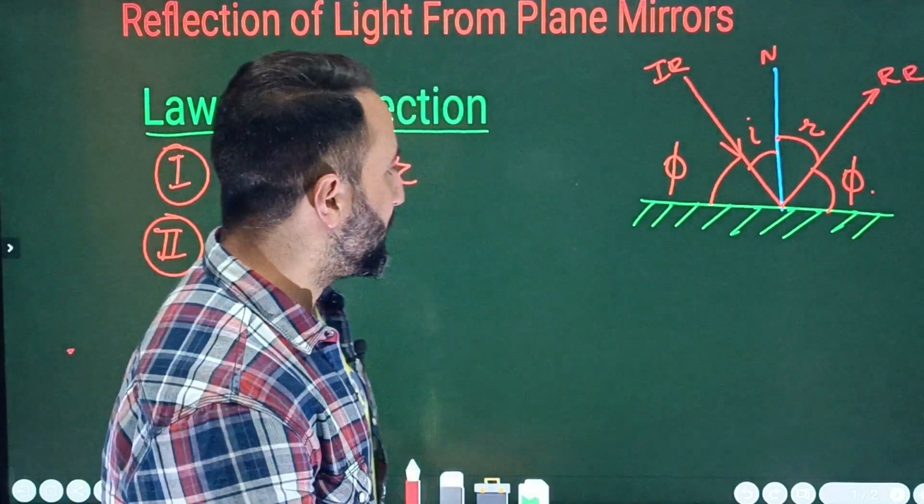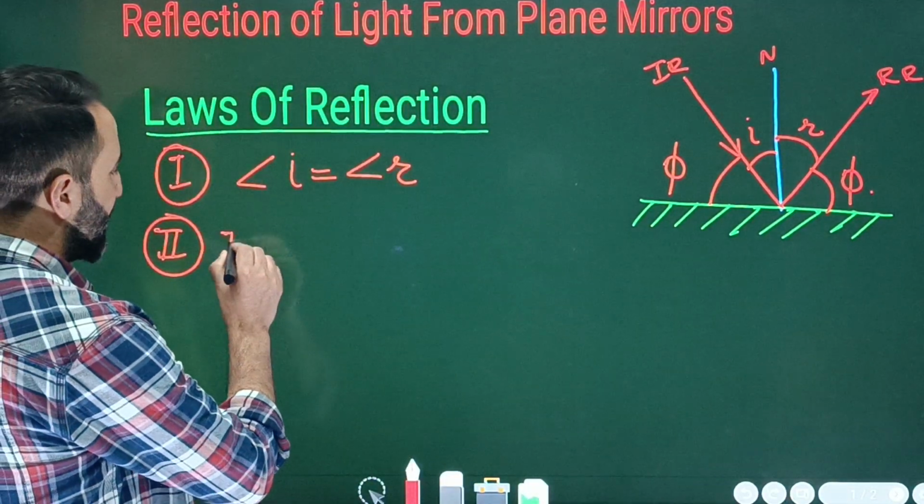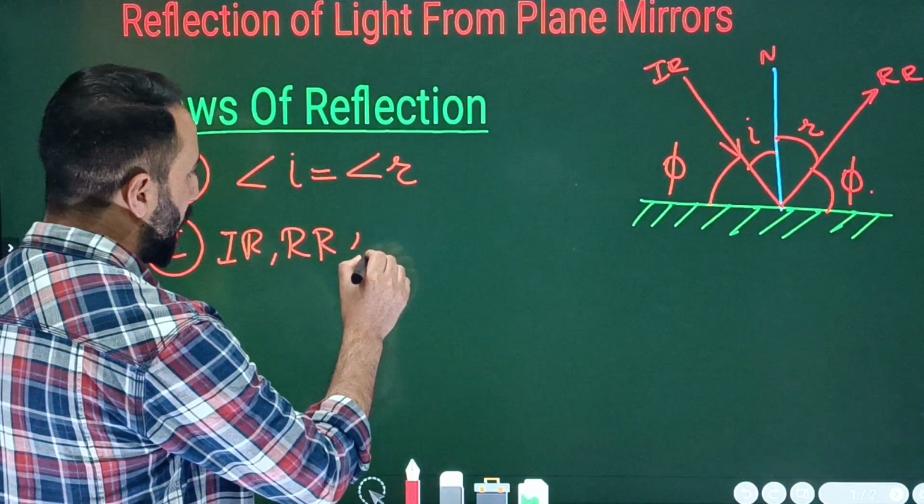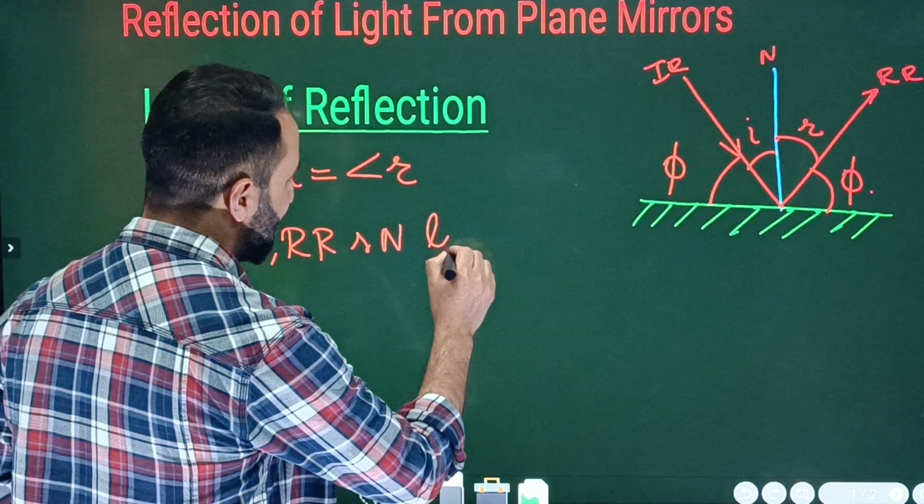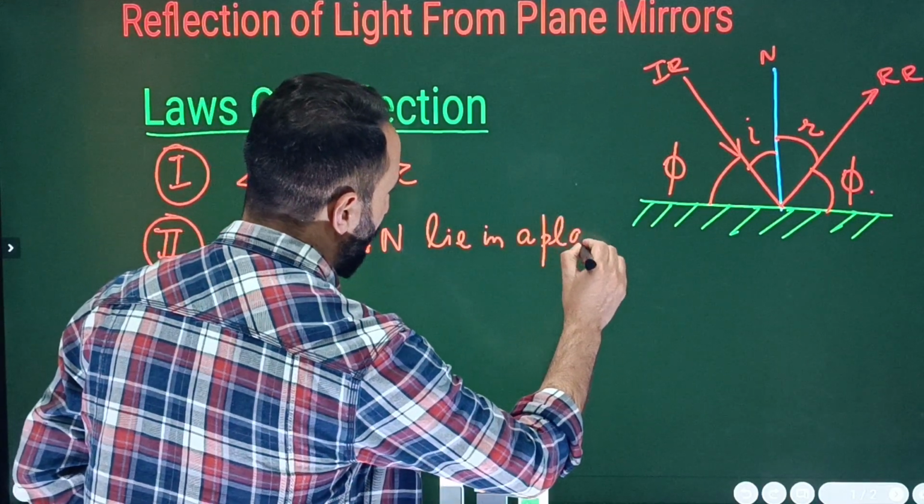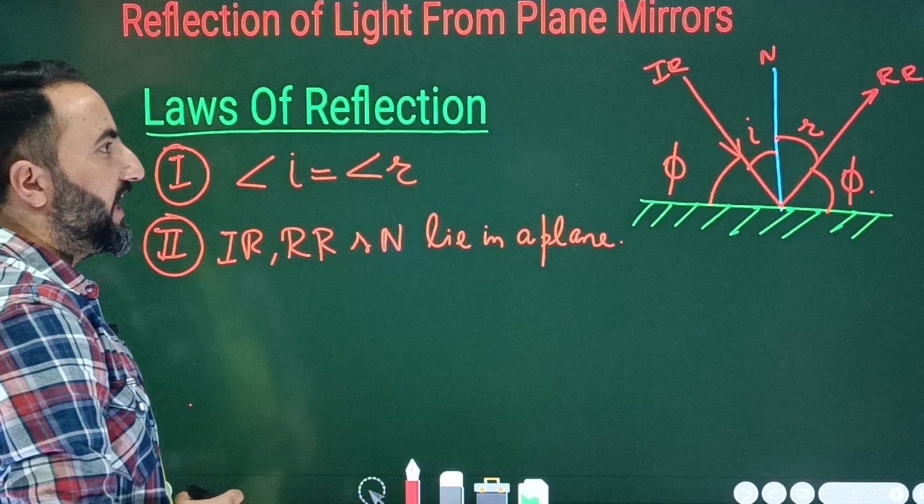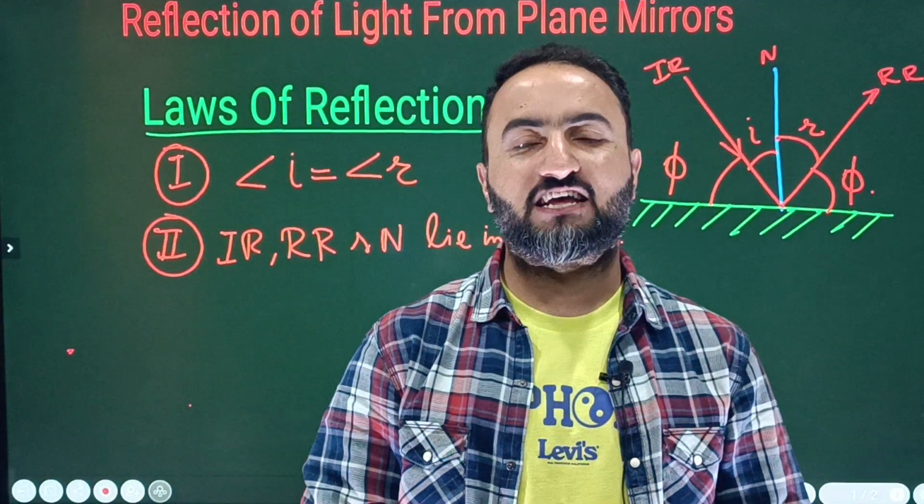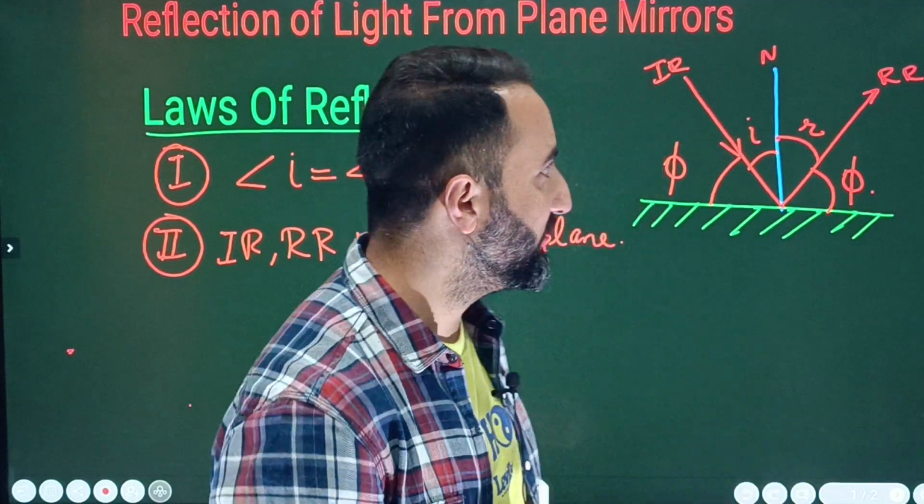Next point is that this incident ray, this normal, and this reflected ray will lie in one plane. That's the second law. The incident ray, reflected ray and normal lie in one plane. They lie in the same plane. When they lie in a plane, we are going to have a mathematical statement for this.